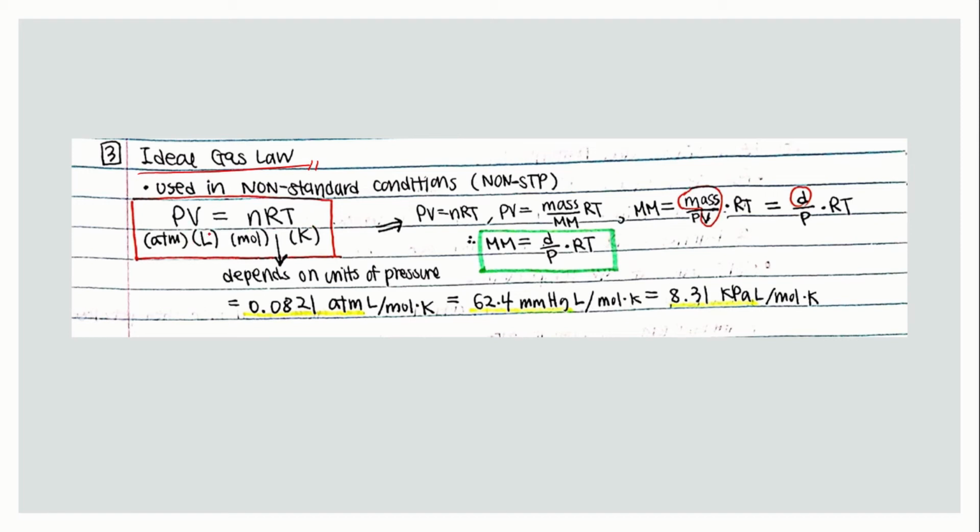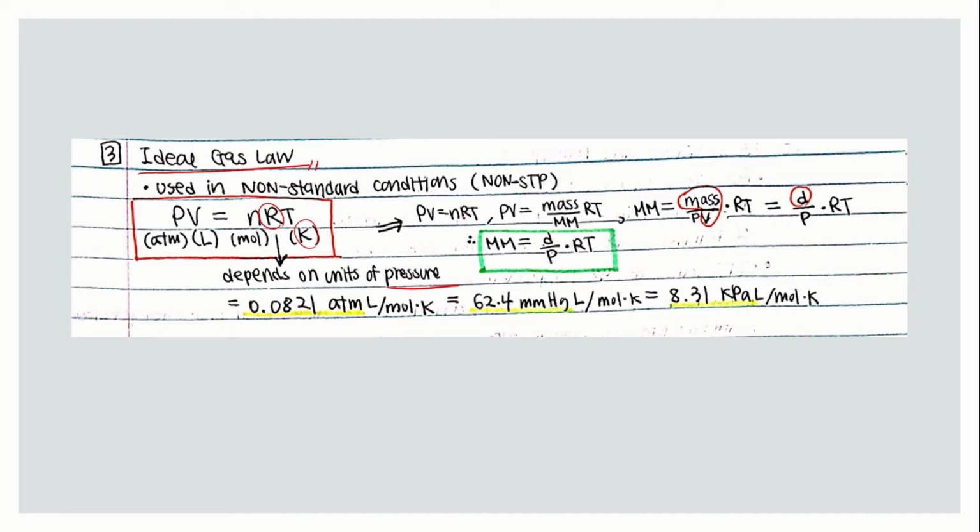The unit for volume has to be liters, and for amount, it has to be moles, and for temperature, it has to be Kelvin as well. But the unit for pressure can be anything, like ATM, millimeters of mercury, or kPascal. But as you use a different unit for pressure, you have to make sure that you're using a different value for R as well, because the R value depends on the unit of pressure.